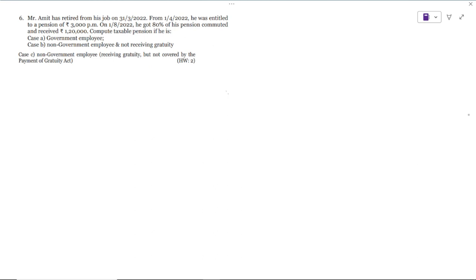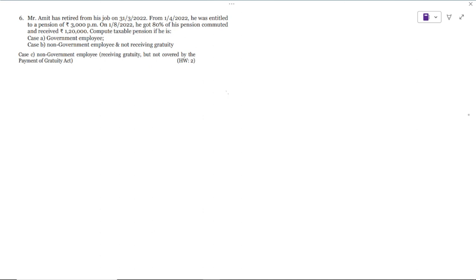Come to the C case. Case C, non-government employee receiving gratuity but not covered by the Payment of Gratuity Act. Is this important? Not important, right? But not covered by, irrelevant for our exams or our understanding when it comes to pension. Okay, shall we solve the problem? All we can put in one table, correct?